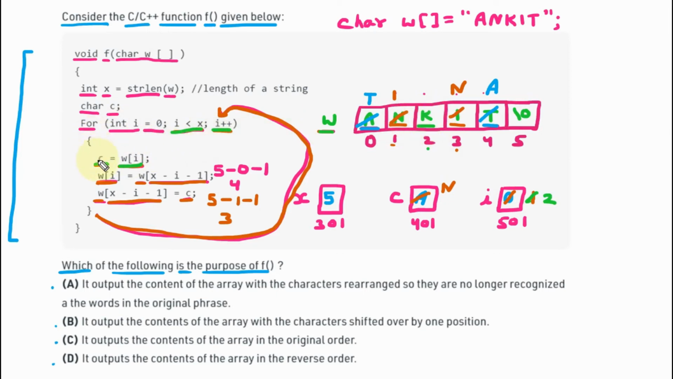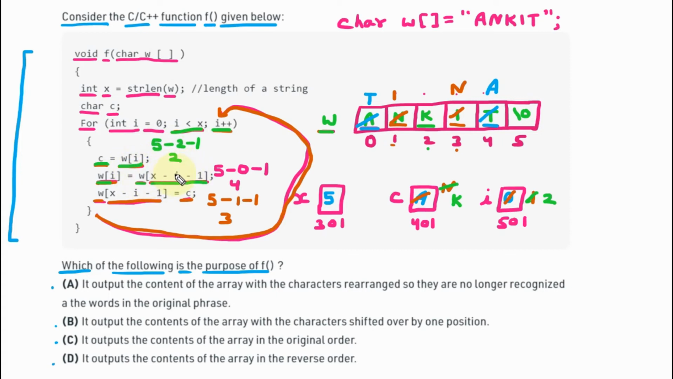We are talking about this k. This k is stored inside c. So here the value of c is now becoming k. Afterward, wi is equal to w x minus I minus 1. So here x is 5. So 5 minus I is 2. 2 minus 1. So that is 3. We can see that 5 minus 3 is 2.